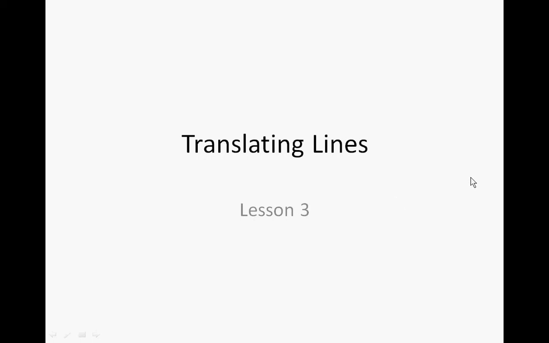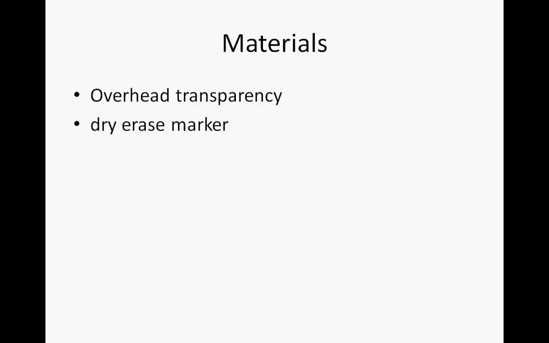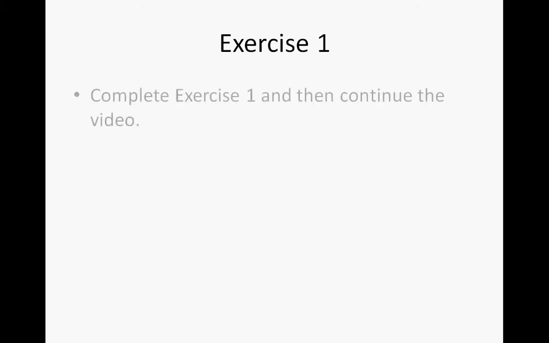Okay, we're going to take a look at our next lesson, lesson 3, on translating lines. You're going to need your overhead transparency and a dry erase marker for this. So your lesson worksheet you should have in front of you, and we're going to start by doing exercise 1. When you are done with that, go ahead and continue the video.